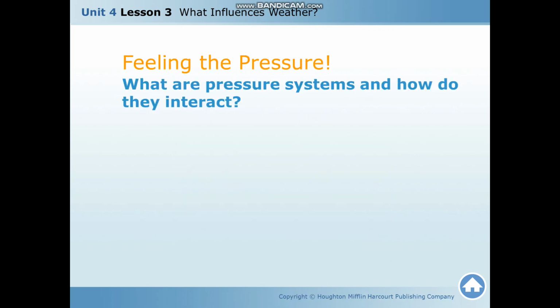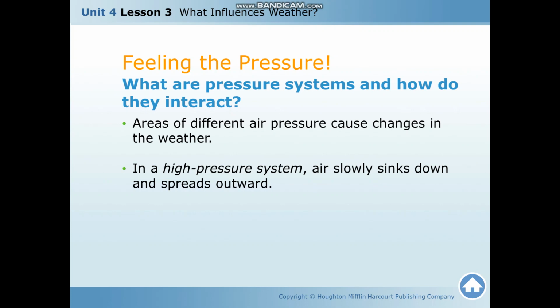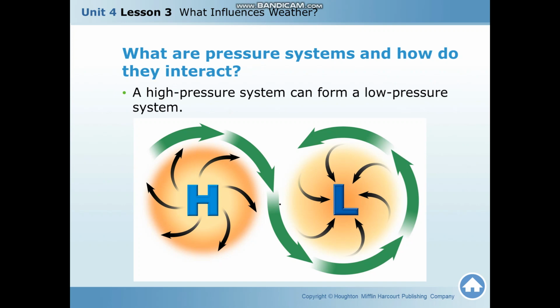What are pressure systems and how do they interact? Areas of different air pressure cause changes in the weather. In a high pressure system, air slowly sinks down and spreads outward, while in a low pressure system, air rises and cools. Take note, in a high pressure system, air slowly sinks down and spreads outward, while in a low pressure system, air rises and cools. A high pressure system can form a low pressure system, as what you can see in the picture.